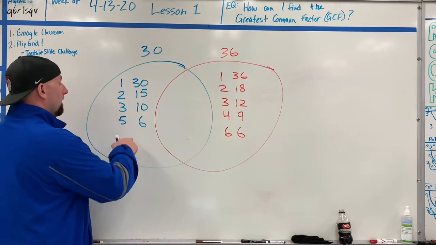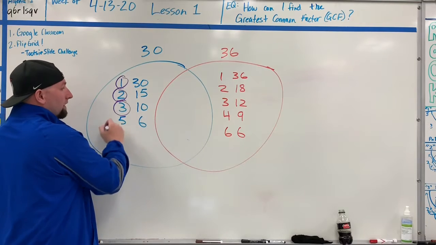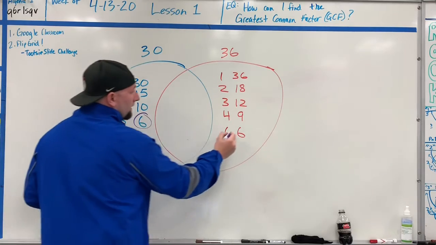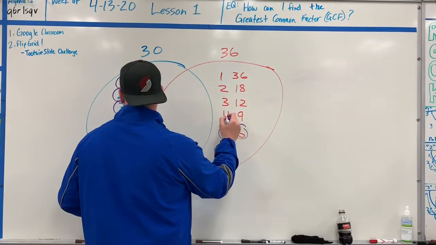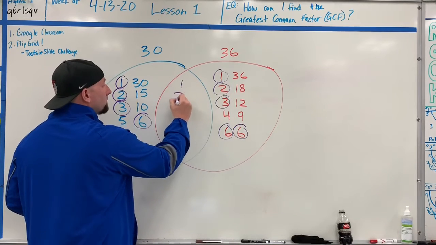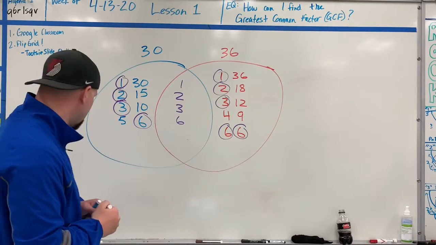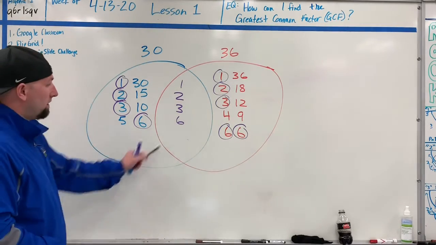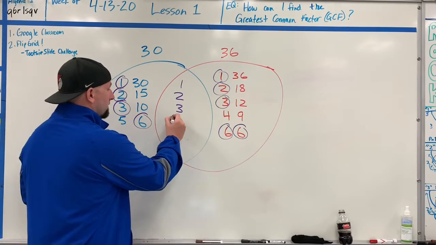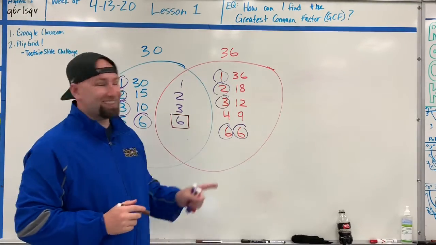So we've got 1, we've got 2, we've got 3, we've got 6, and that's it. So we've got 1, 2, 3, and 6. So what's our greatest number in there? And that is 6. So our greatest common factor of 30 and 36 is 6.